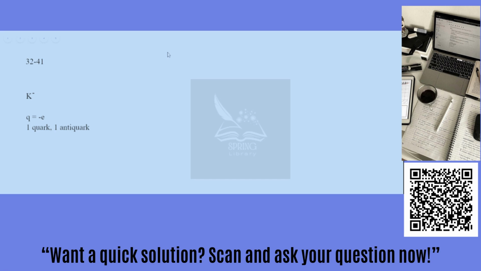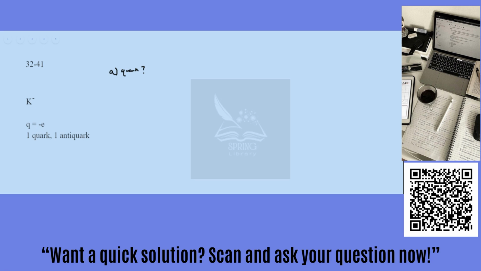Question 41 states that the negative kaon particle has a charge of negative e and contains one quark and one antiquark. Part A of the question asks, what quarks can the particle not contain? So part A asks, what quark can we not have?